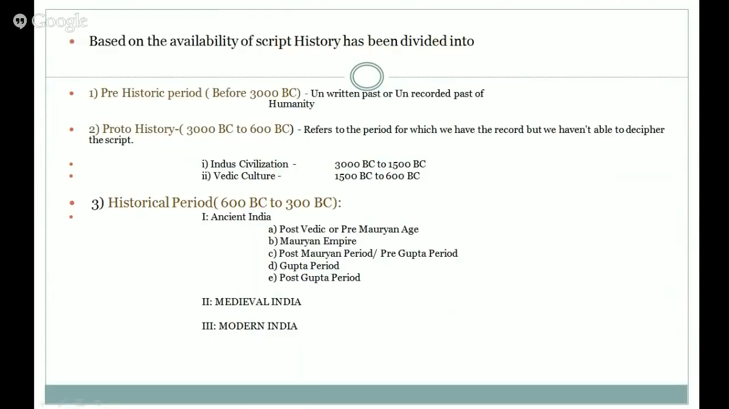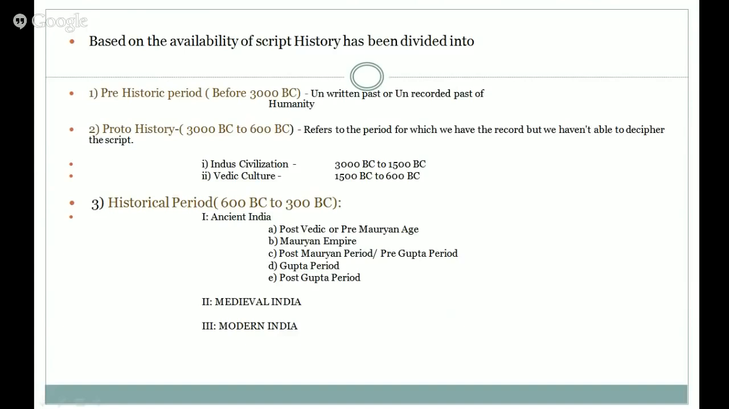And if you get into the details of Indian history, it is divided into some parts. The division is based on the availability of the script, friends. If there is a script available, then that period is called some period. There is also a particular period where the script is available but we can't read it. The best example is the Indus civilization.